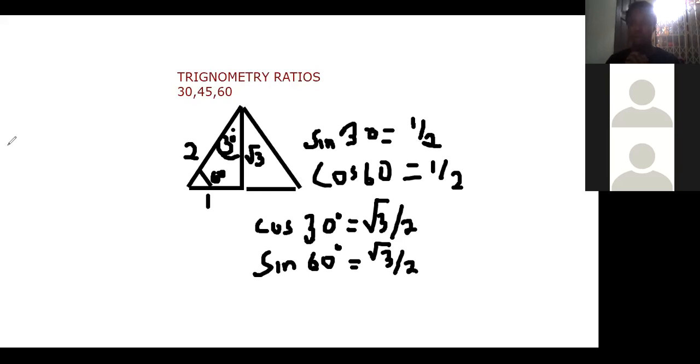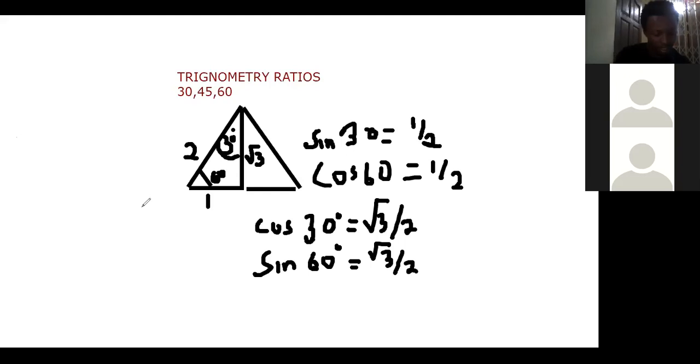Now also check cos 0. Cos 0 is equal to sine 90, which is equal to 1. So check the two and let's see. Cos 0 is what? 1. Yes, sir. Check sine 90.